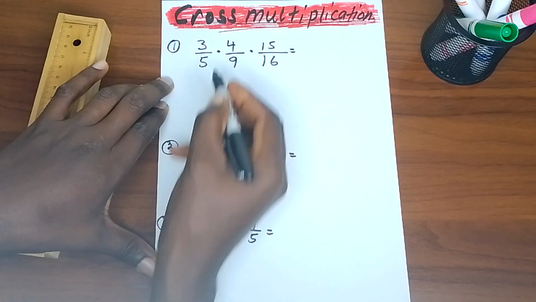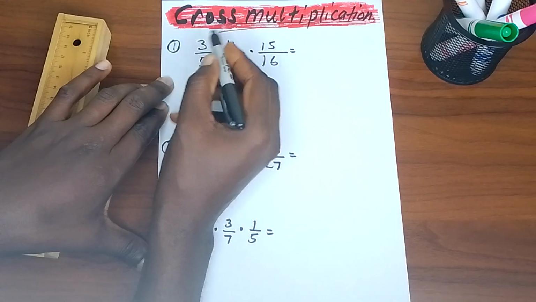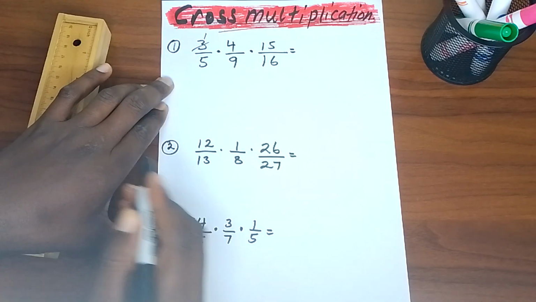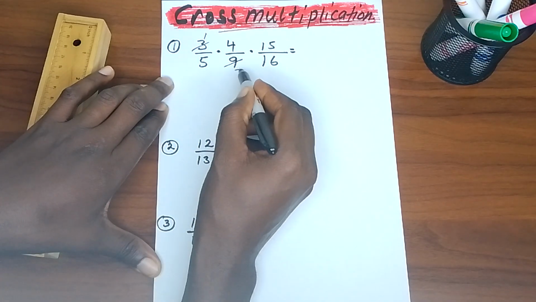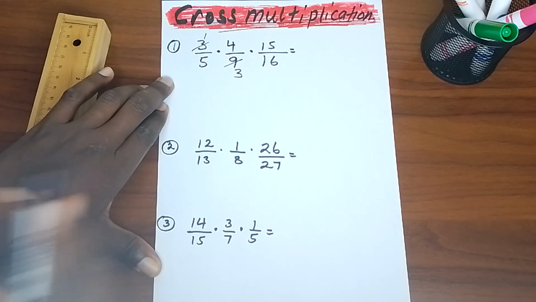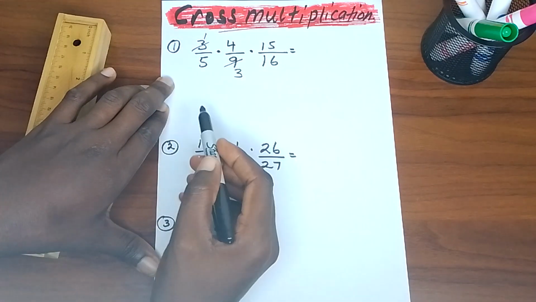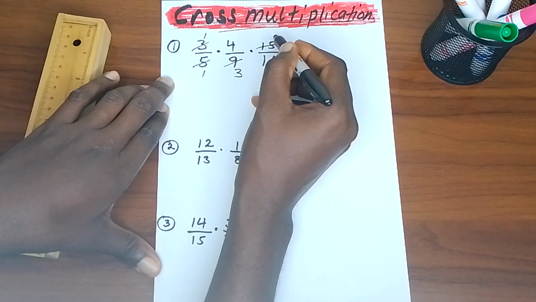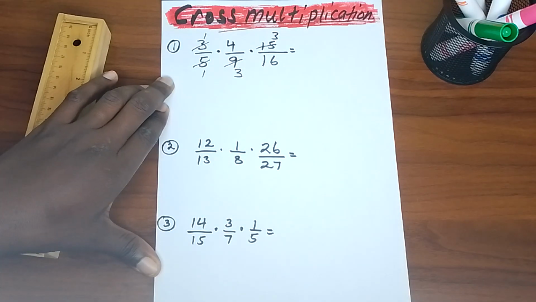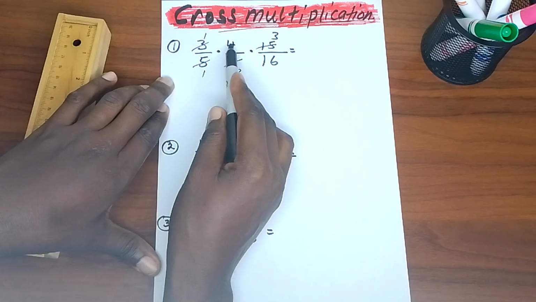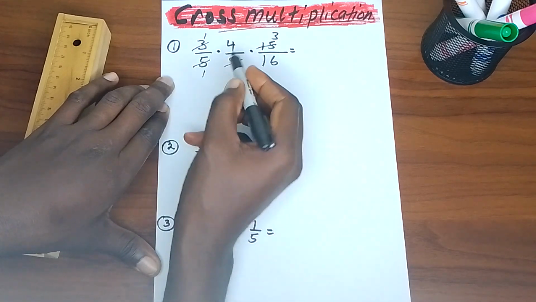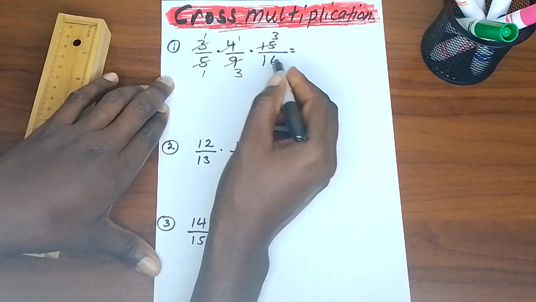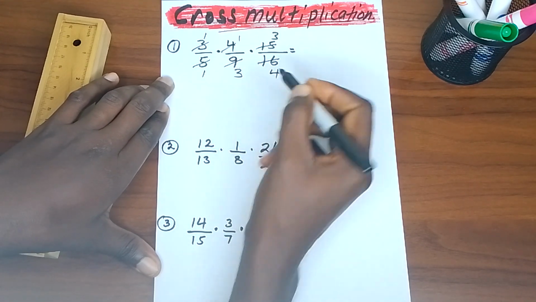I will start with 3. I'll take 3 and 9. Divide by 3, we get 1. Divide by 3, we put 3 here. Then I'll go to 5 and 15. Divide by 5, 1. Divide by 5, 3. Now, after that, we see that we have a 4 here that can go with 16. Divide by 4, 1. Divide by 4, 4.